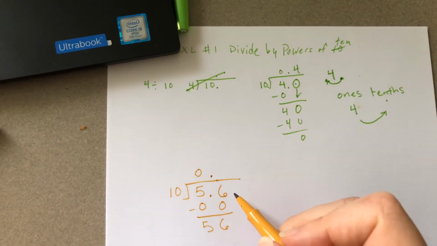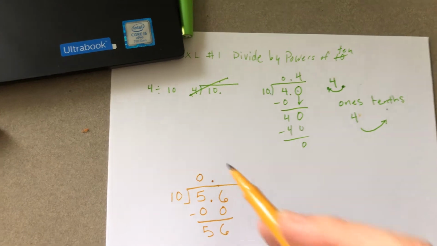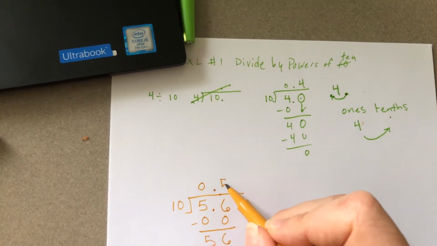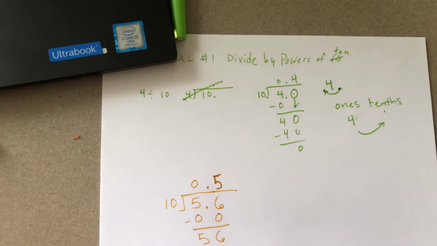Okay, now, how many groups of 10 go into 56? Well, I know that's 5. Okay, so 5 groups of 10 go into 56. 5 times 10 is 50.